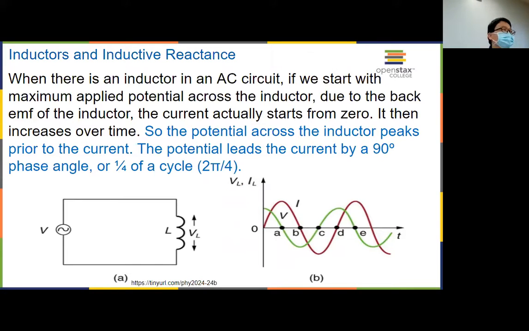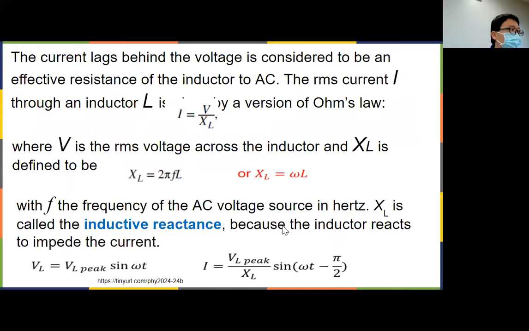If you have an inductor in the AC circuit, then this time the current doesn't respond to the voltage right away. It has a lagging effect. So current will peak after the voltage has peaked. That's by 90 degrees or pi over 2. So your current is lagging the voltage in that sense. However, it still has a response.